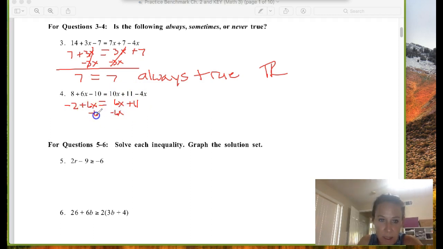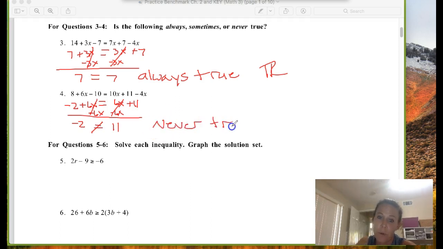Let's subtract 6x from both sides to get our x's together. Well, they're going to fall out, and I'm going to end up with negative 2 equals 11. When does that happen? When is negative 2 equal to 11? Well, it's not. It's never equal to 11. Never true. And your solution would be no solution. Okay. All right, on to number 5.